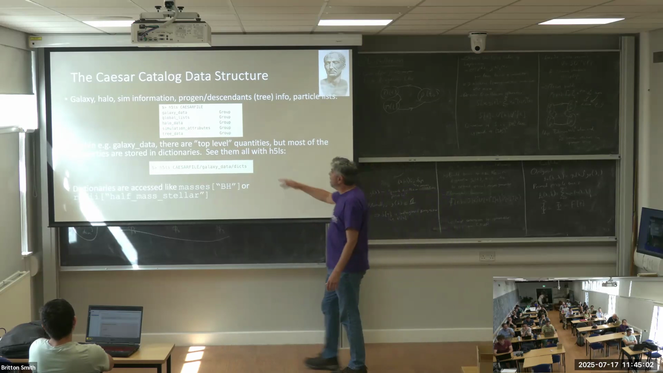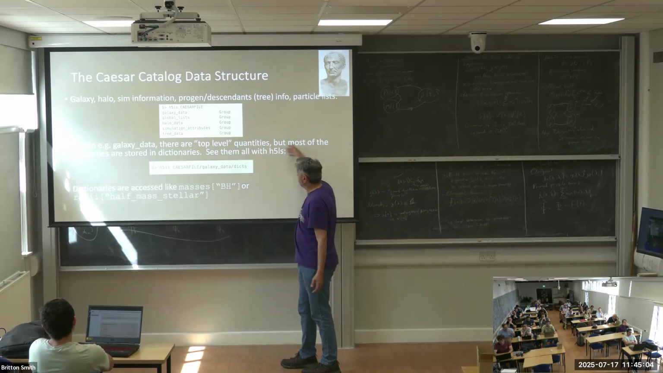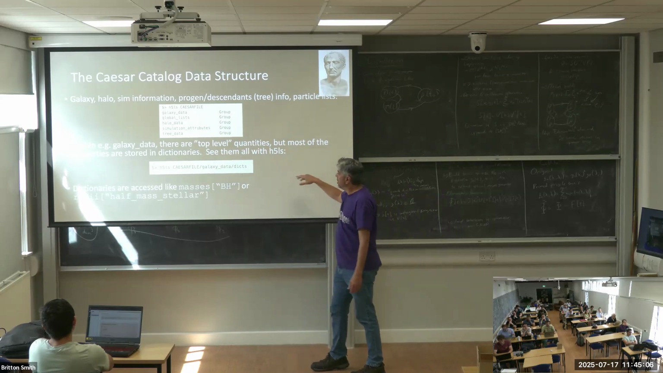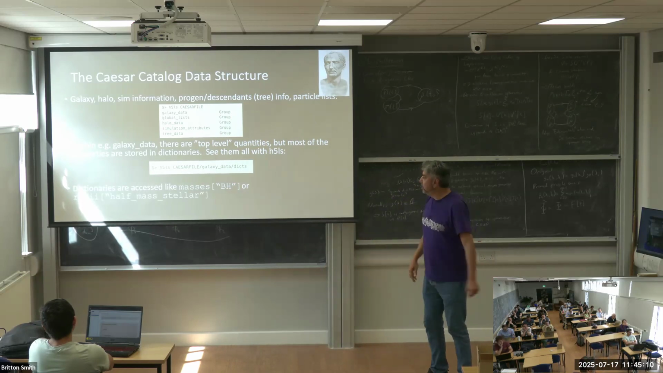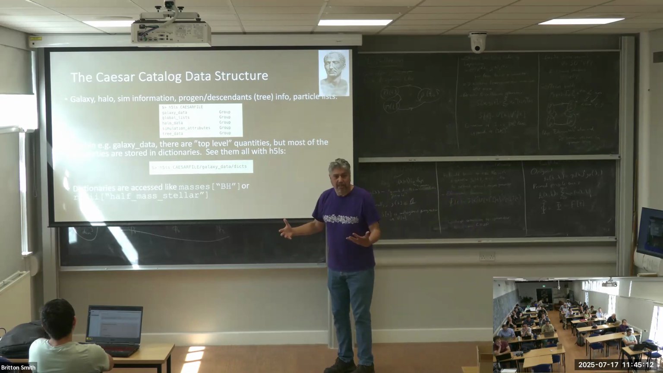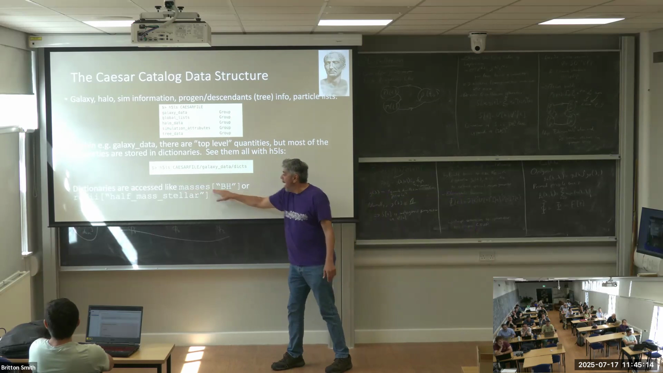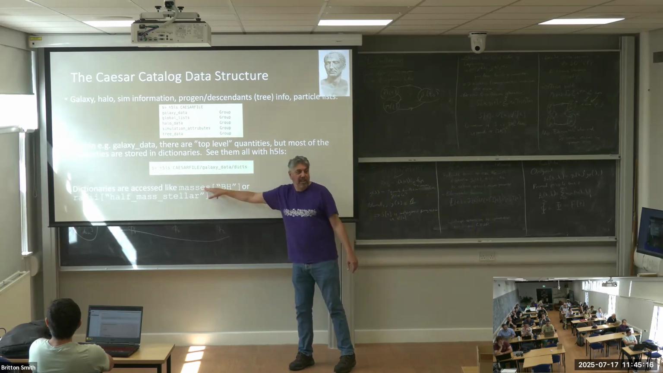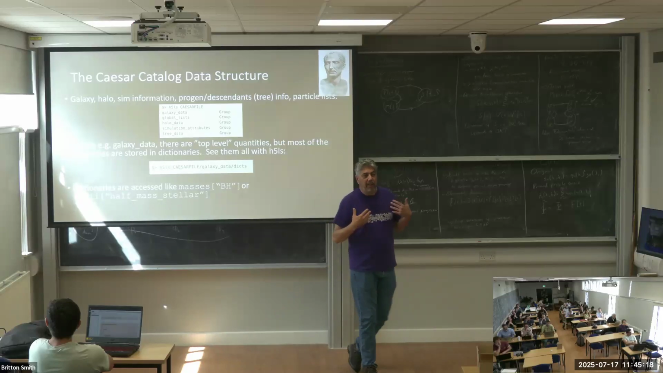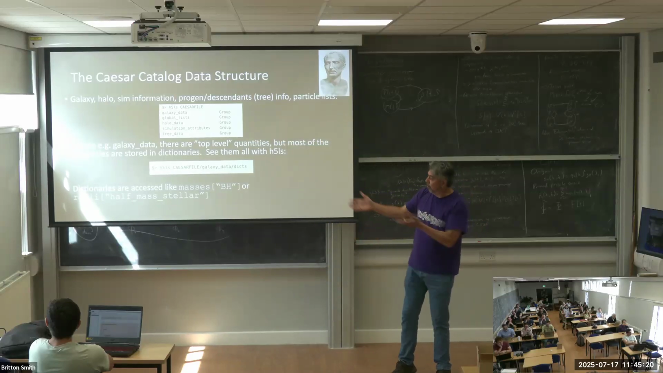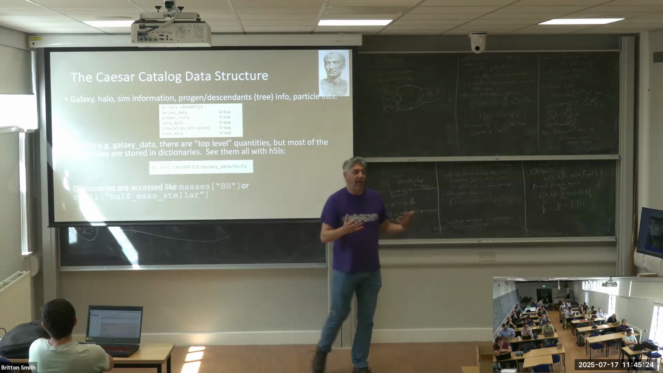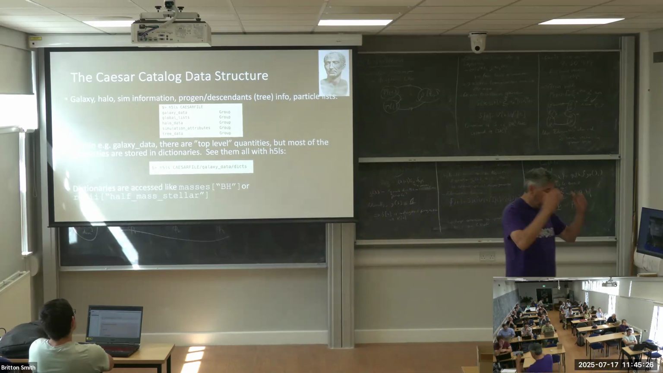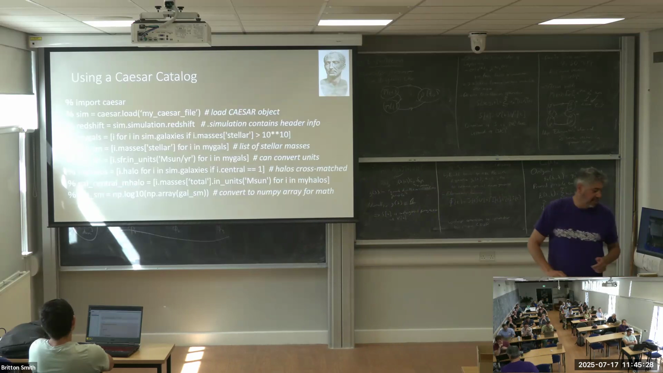Then there's a bunch within each of these. Let's say galaxy data: there's a bunch of top level quantities, but most of the quantities are actually stored in these dictionaries. The reason we store them in dictionaries is so that we can have nice names. Like you can say, give me masses black hole, right? This gives me all the black hole masses of whatever object I'm doing, galaxies, halos, or half-mass stellar radii or something like that. So any of the dictionary quantities can be accessed this way.